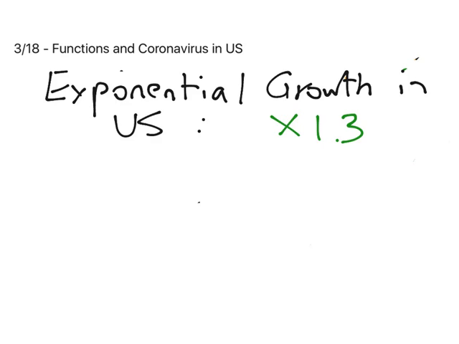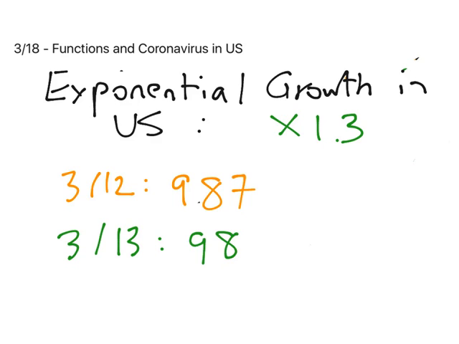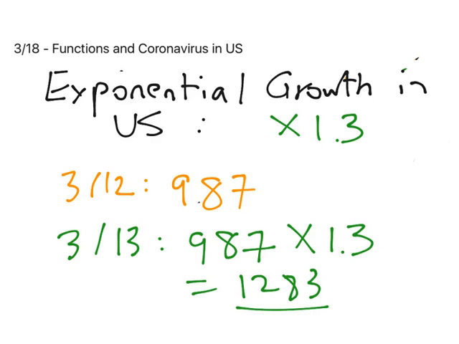Let's summarize. The exponential growth factor of the coronavirus in the US has been about 1.3. That means we always multiply by 1.3 to get the next day. So if there are 987 cases on March 12th, then on March 13th, we predict that there will be 987 times 1.3, which is about 1283 people having the coronavirus. This will help you with question 3. In fact, we know the real number is actually 1264, which is pretty close to 1283.